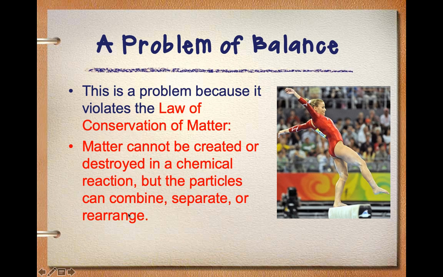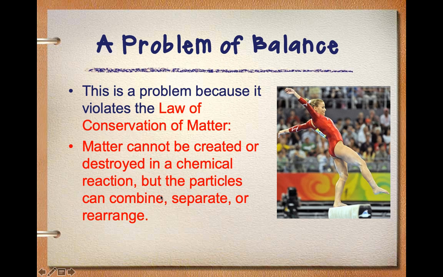So if we think back to those equations that I just showed you, that's what happened. Sometimes the particles disconnected, that's separate. Sometimes they made new connections, that's combine. Or sometimes they just switched around their order, that's rearrange. That's fine. But you can't suddenly have more atoms at the end than you started with at the beginning. That's the problem we're going to learn how to fix today.